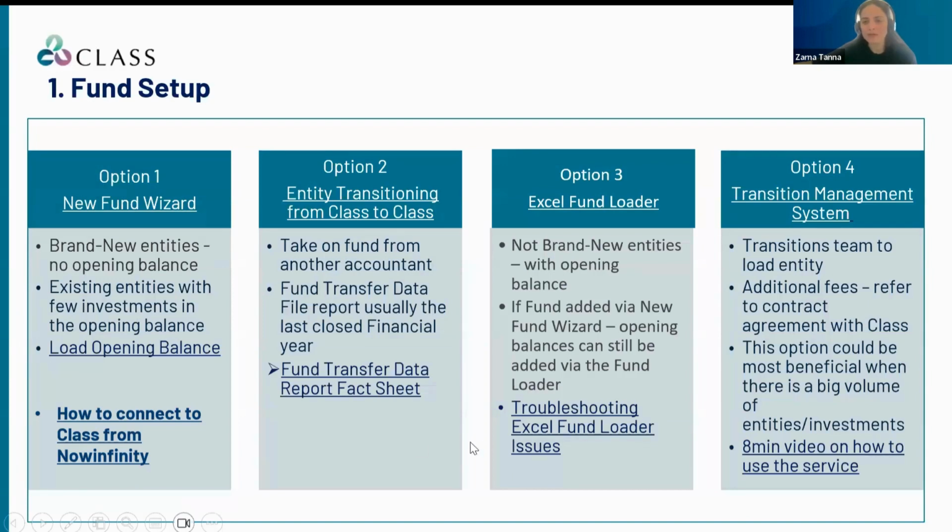Option number 4 is the Transition Management System. We do have a transitions team who will assist you in loading the entities as well as the opening balances. But please note this option would incur additional fees, so you could refer to your contract agreement with Class. Most likely, this option could be most beneficial for you when there is a high volume of entities and opening balances to enter. And here is the 8-minute video link you could view at a later stage on how to use the Transition Management System service.